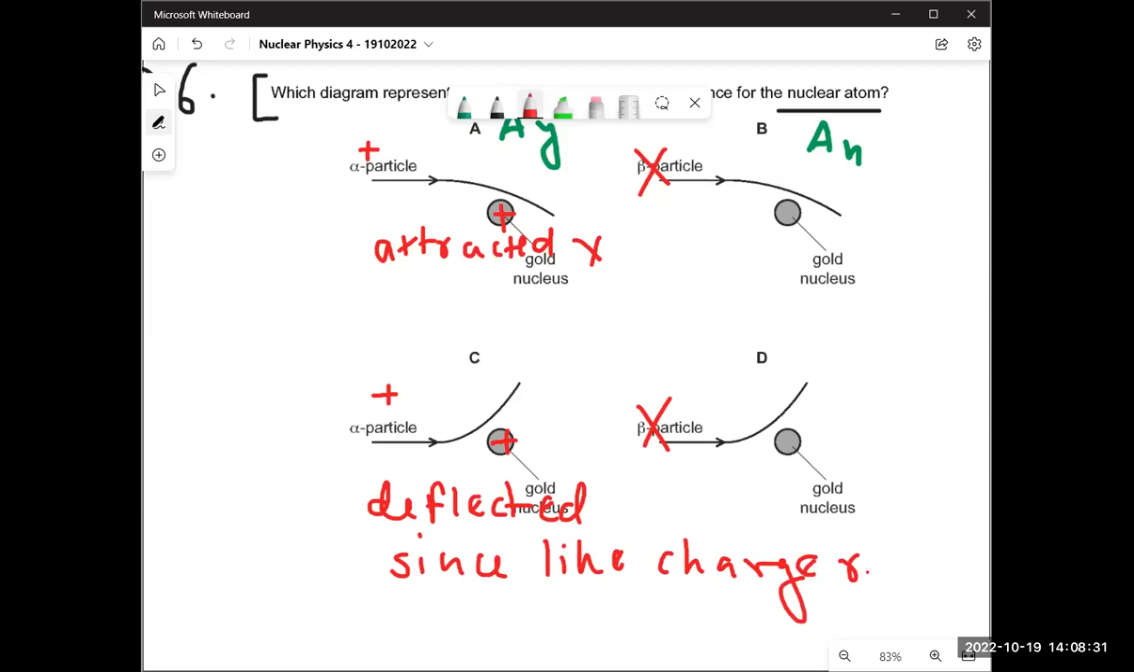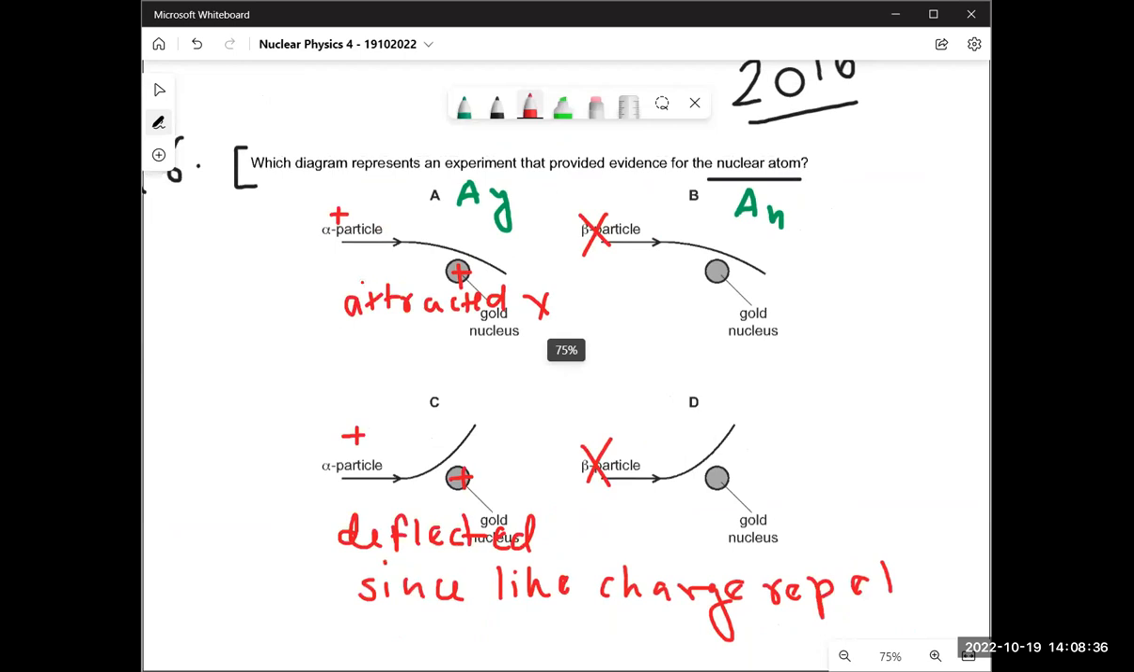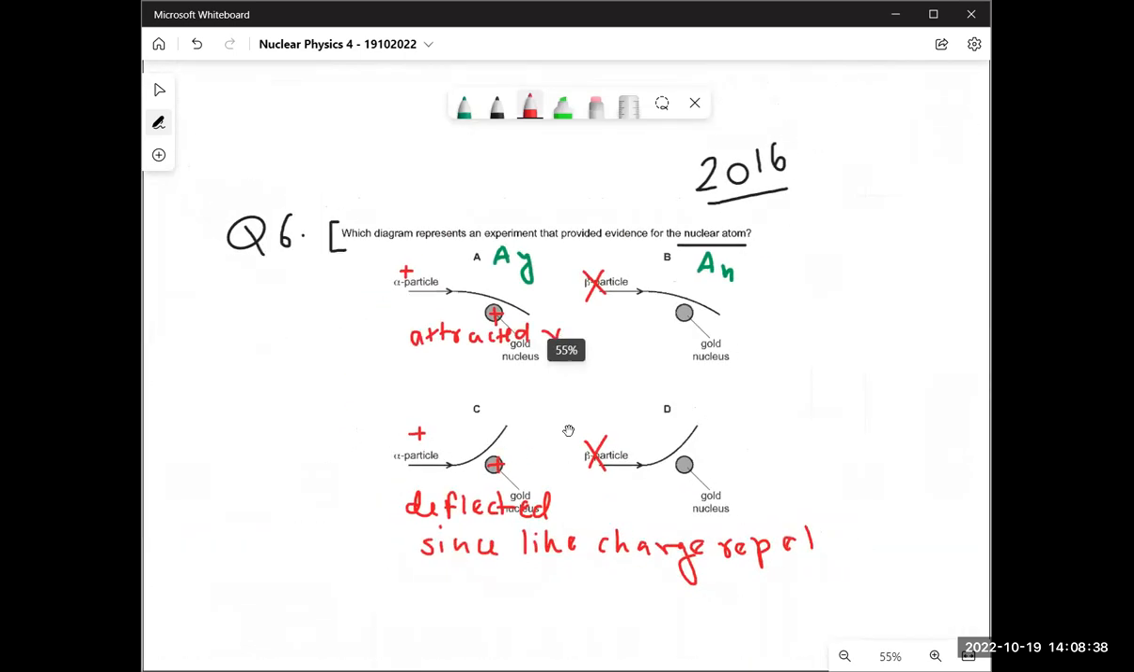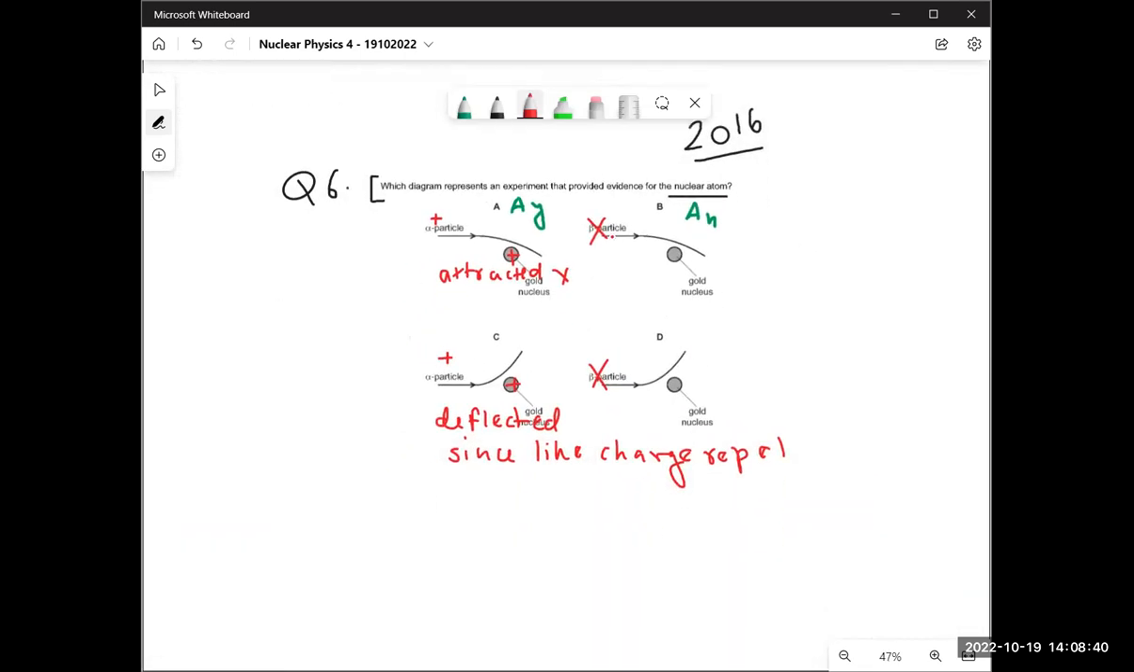No, sir. Because both of them are positive, and I didn't use beta particles, I used alpha, and alpha positive repel. That is the big thing that happened. So the correct option is C.